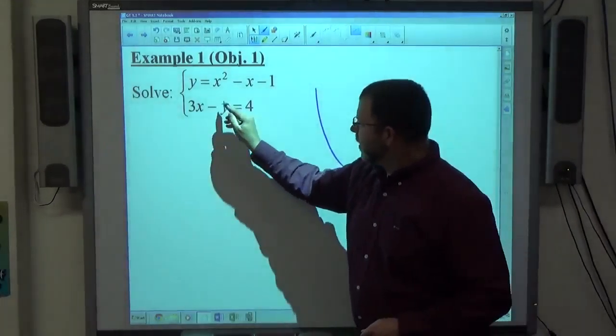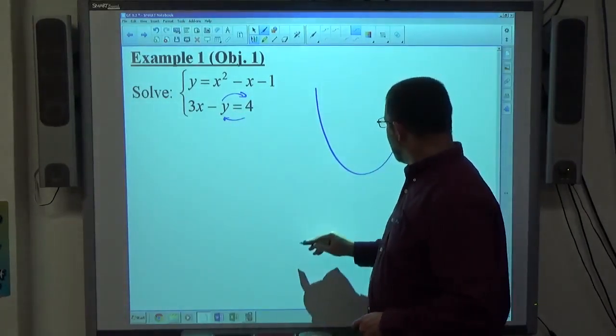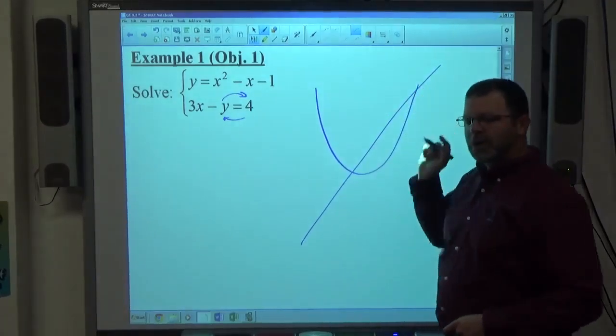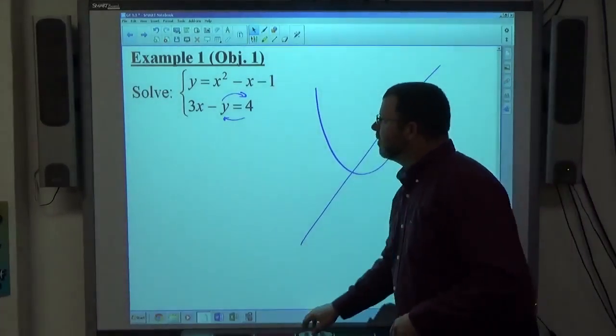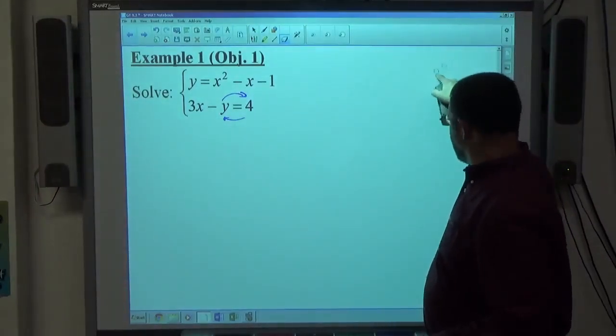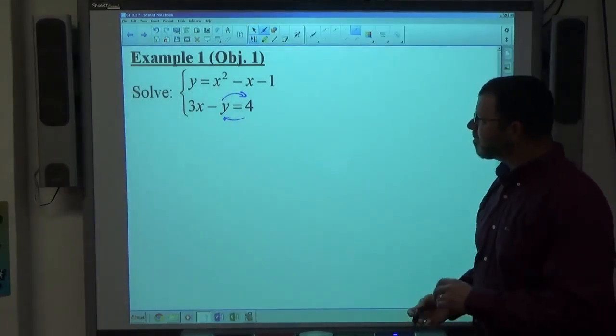If I move the y over to the 4, y equals 3x minus 4, that's just a line, kind of a steep slope. So a couple points of intersection is expected. No graphing required to do this, but if you get an idea beforehand of what they look like, sometimes it helps us to get an idea of what types of answers we're looking for.